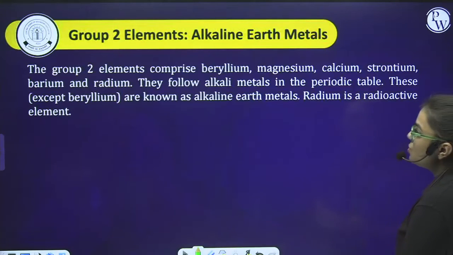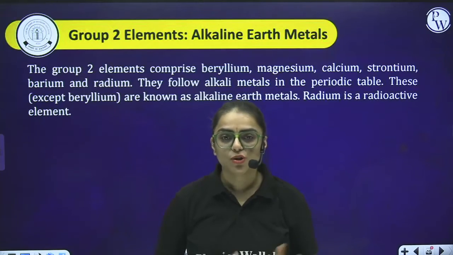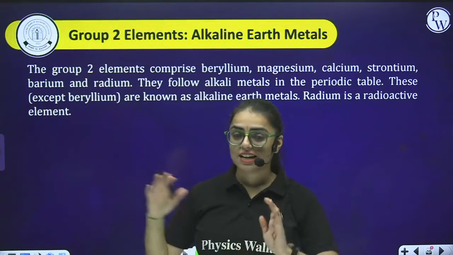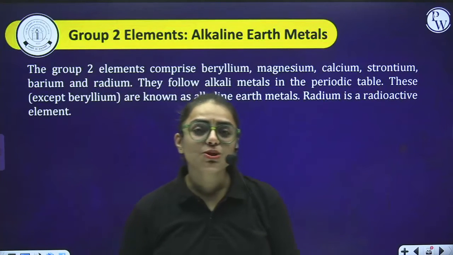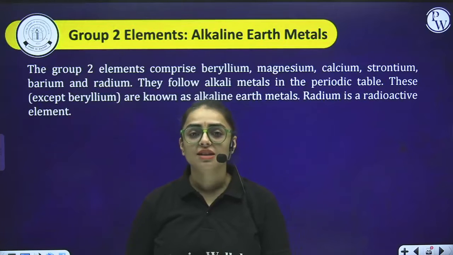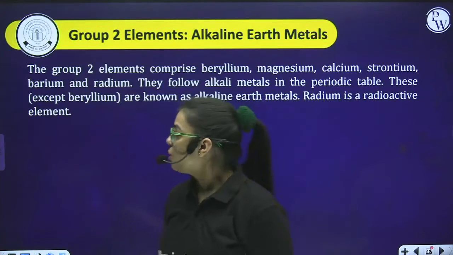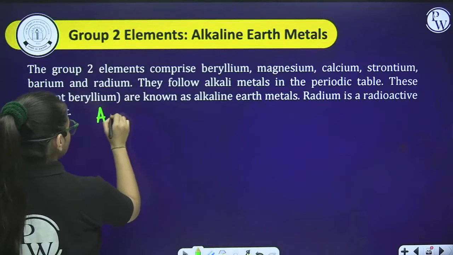Okay. Now, students, we are going to start with our topic of today, which is going to be group number 2. I hope you have now revised the question parts and you have revised group number 1 with the help of questions only, right? So, let's proceed with group number 2. Group number 2 elements are generally referred to as alkaline earth metals.